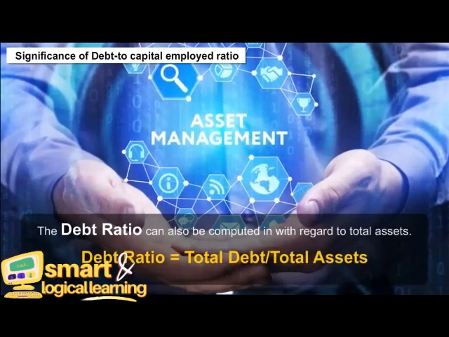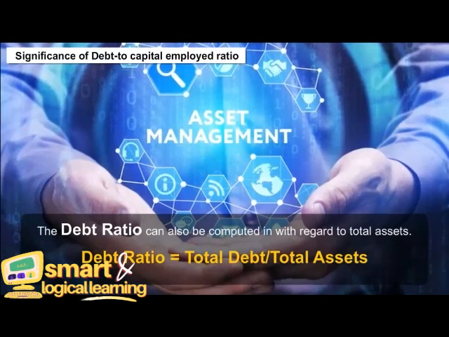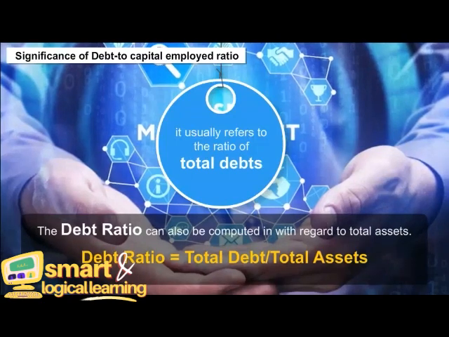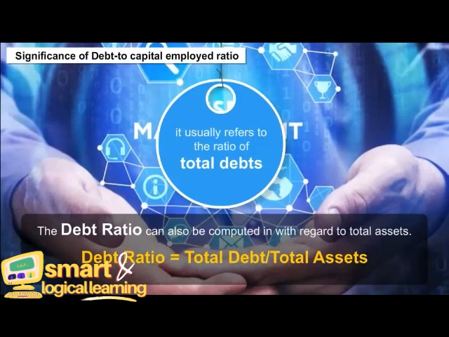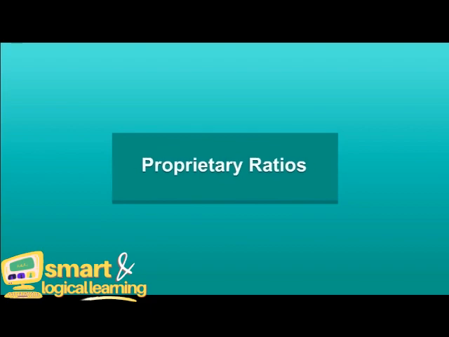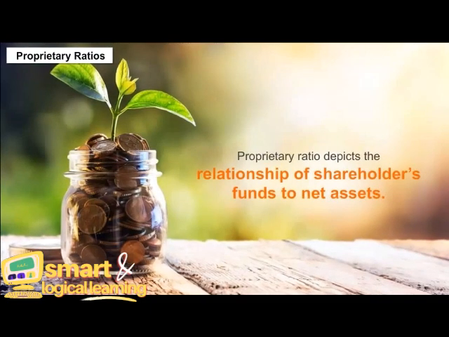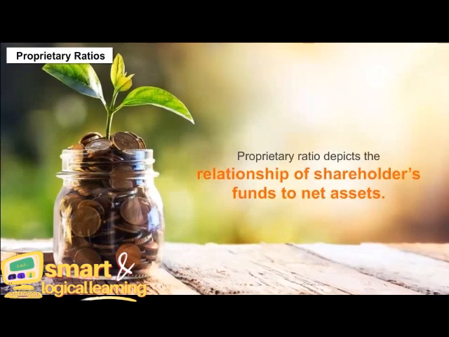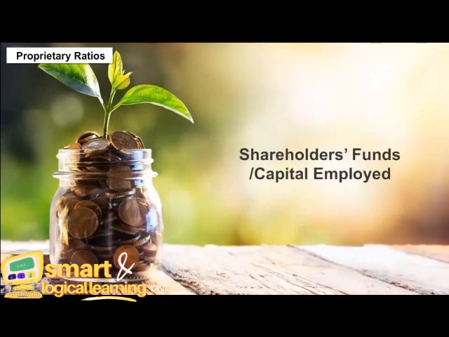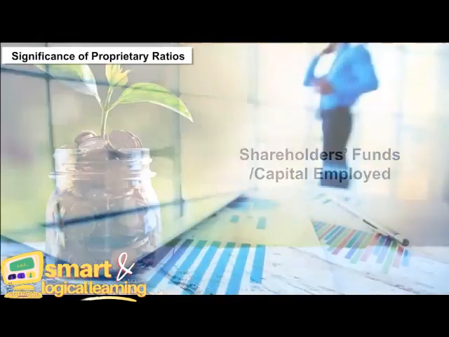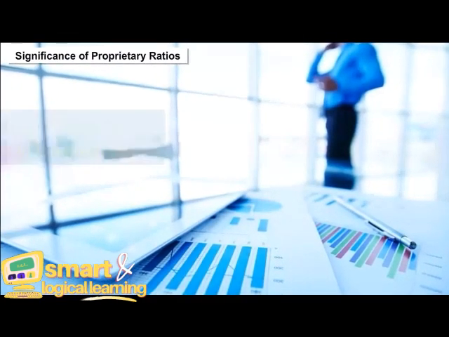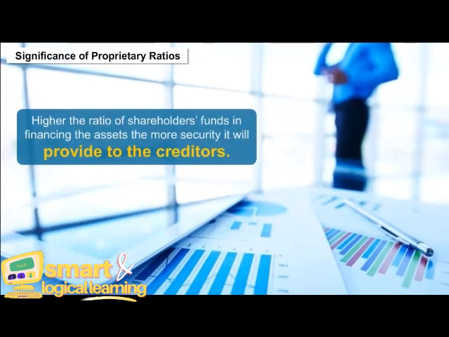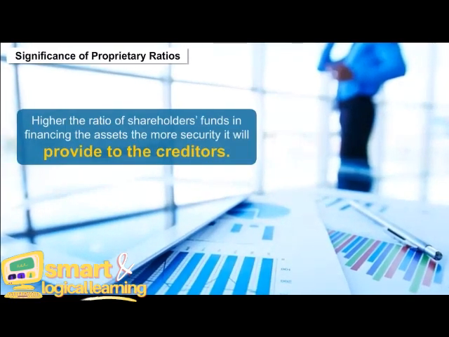The debt ratio can also be computed with regard to total assets. In that case, it usually refers to the ratio of total debts. Proprietary ratio. The proprietary ratio depicts the relationship of shareholders' funds to net assets. The formula to calculate the proprietary ratio is given. Significance of proprietary ratio: the higher the ratio of shareholders' funds in financing the assets, the more security it will provide to the creditors.